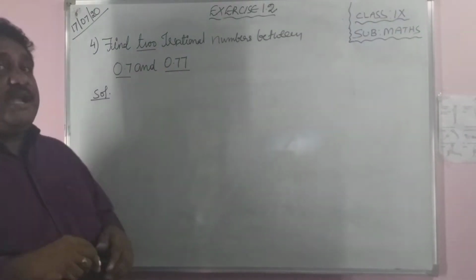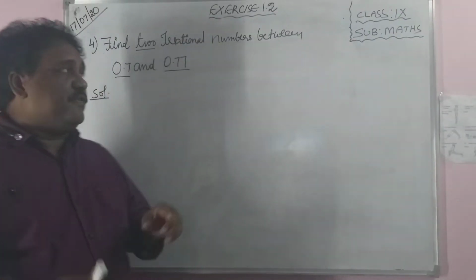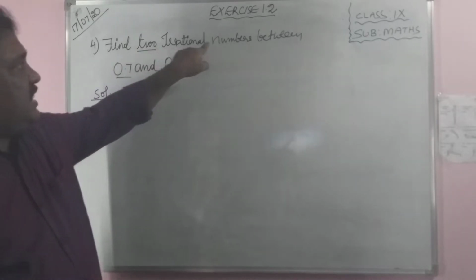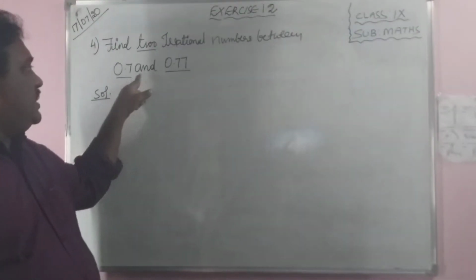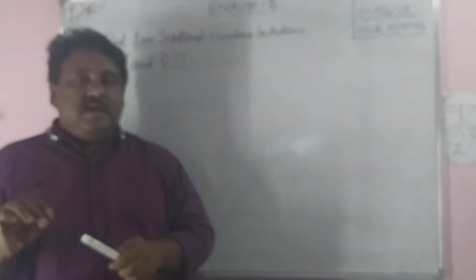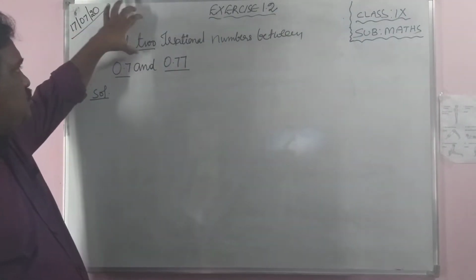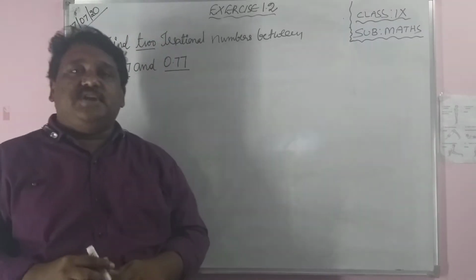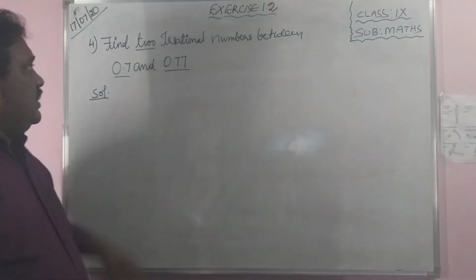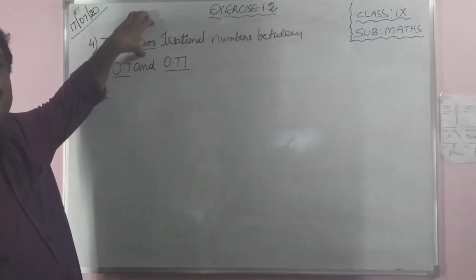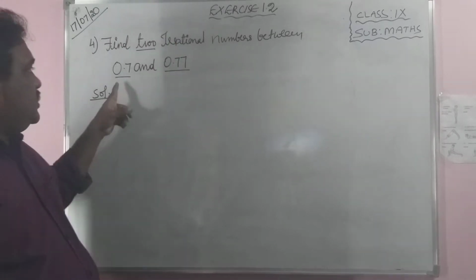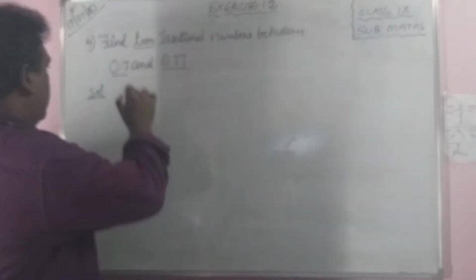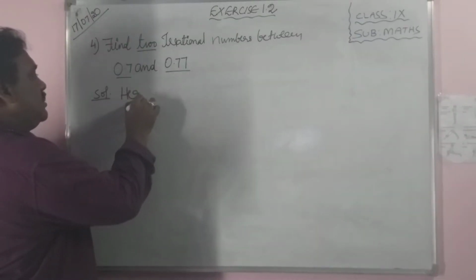Problem number 4. Write down problem number 4. What is problem number 4? Write down first: find two irrational numbers between 0.7 and 0.77. So we need to find two irrational numbers between 0.7 and 0.77. See the first one. What is the first one?